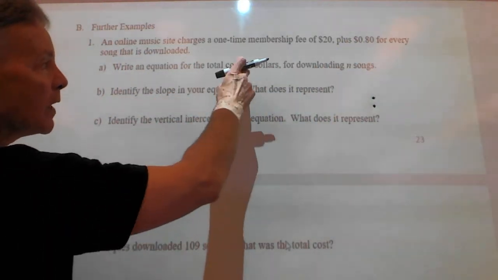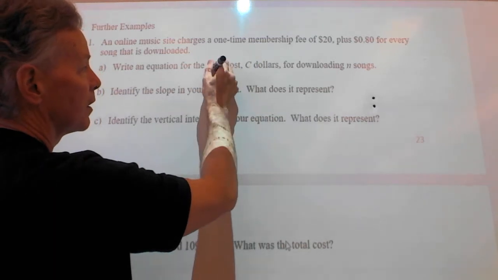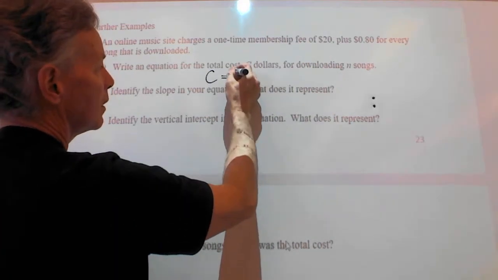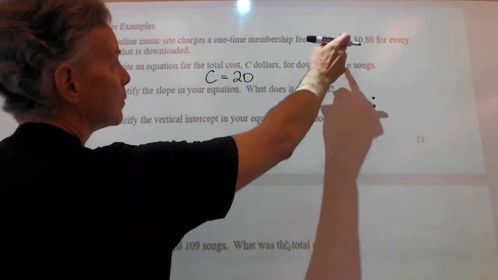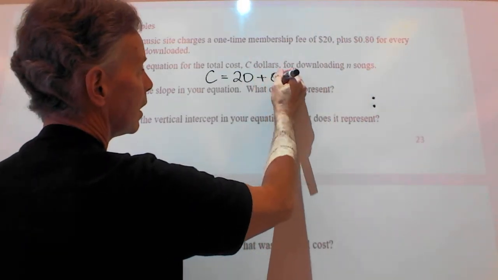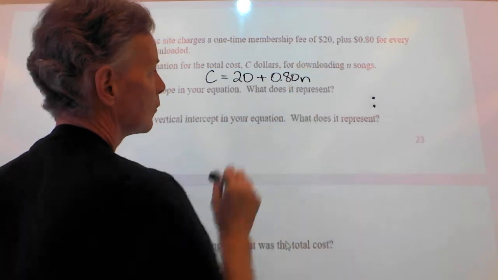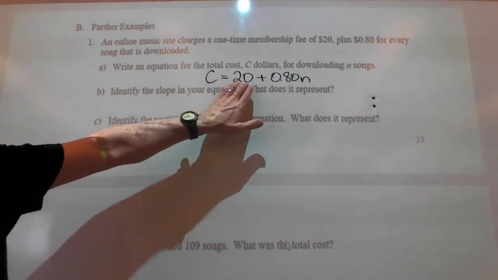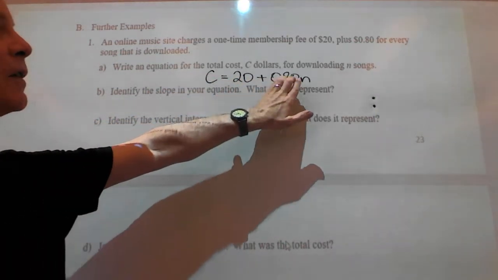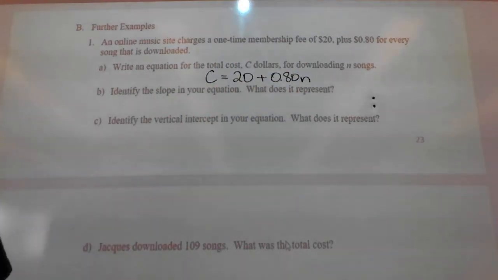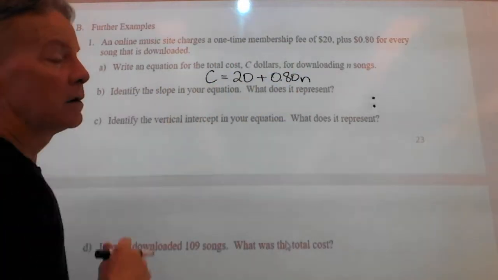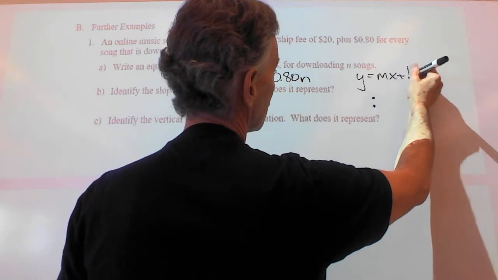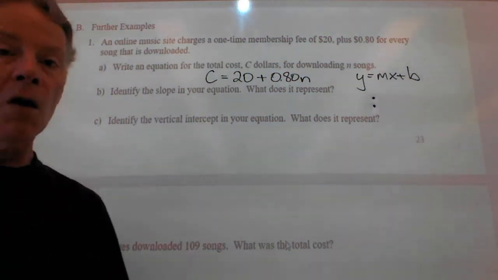So you know that the way you're going to pay, in other words, your cost, is based on your one-time fee of $20 plus a charge of 80 cents for every song you download. Okay? So, total cost equals your membership fee plus 80 cents for every song you download. Identify the slope in your equation. Now remember, I'll just write our y equals mx plus b. Burn that into your brain, guys. You're going to use it all the time.